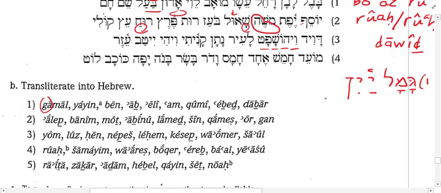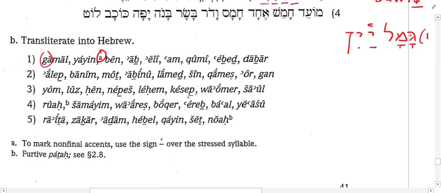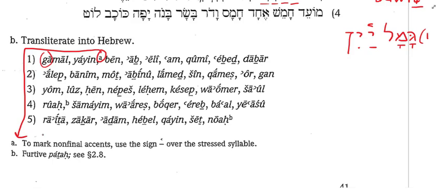There is a footnote here. This A over here is not a transliterated vowel. It's not a furtive pathah. It is actually a footnote telling you to look down and to be reminded about accent marks in Hebrew. Okay, so don't let that confuse you.